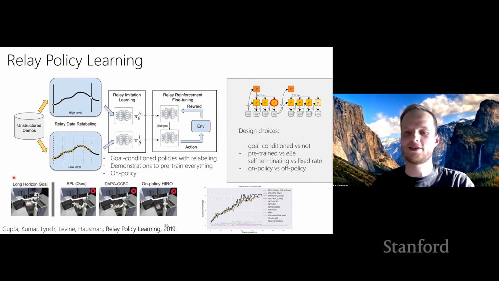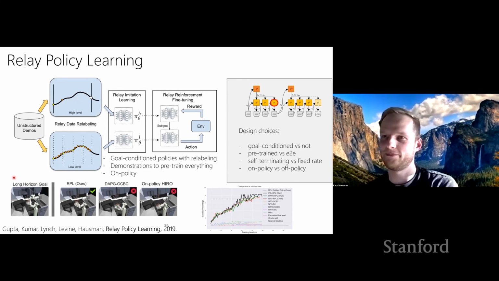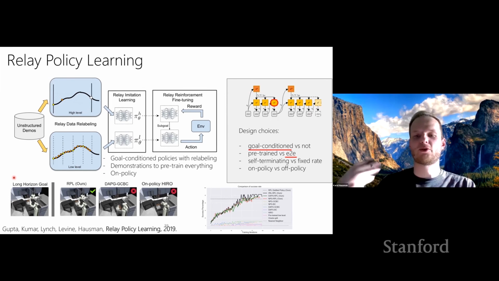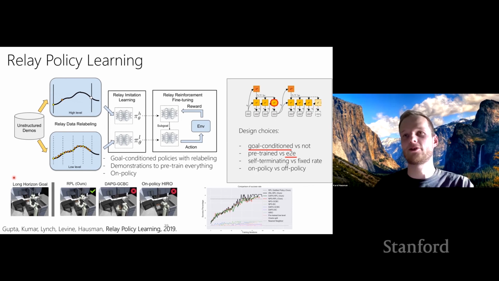All right, so again, quiz. Design choices. Is the low-level policy goal conditioned or not? 1 or 2? 1. Yeah, great. It's goal conditioned. Is the low-level policy pre-trained or is everything trained end-to-end? Now, this is a little tricky. Great, yeah. So there are a few 2s, but yeah, it's trained end-to-end. So both of them are trained at the same time. It's pre-trained in the sense that we're using demonstrations first, but it's not that we're training the low-level and the high-level policy separately. They're trained at the same time, and that's what we meant by pre-trained versus end-to-end.